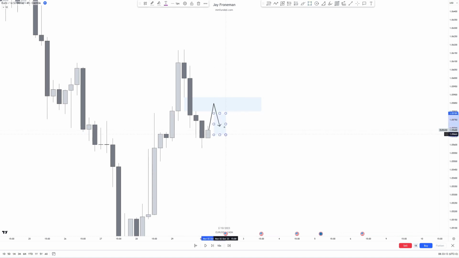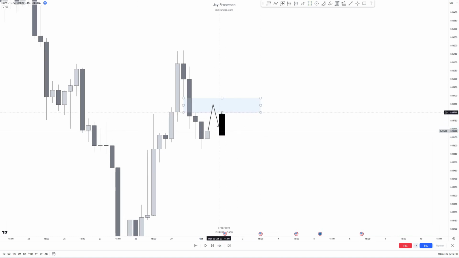Okay, I'm just going to quickly draw this out. We want to see this candle body close after the wick mitigation into this fair value gap, react and close. This is what we call the consequent encroachment.